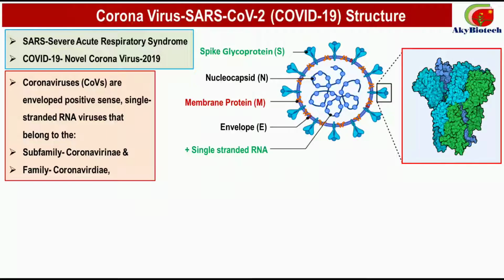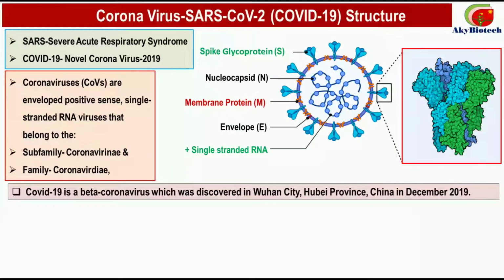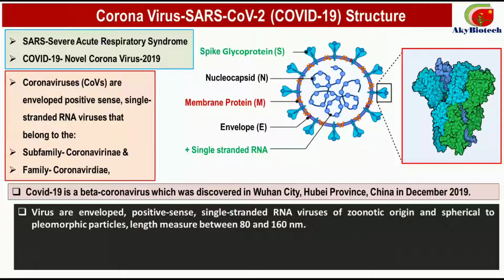This is about the 3D structure. COVID-19 is a beta coronavirus and it was discovered in Wuhan city, Hubei province in China in December 2019. Coming to the viruses, these are enveloped, positive sense single-stranded RNA viruses of zoonotic origin. Coming to the shape, they are spherical to pleomorphic particles and their length is between 80 to 160 nanometers.